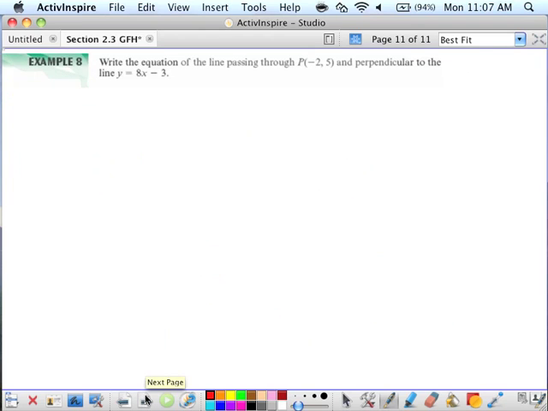Our final problem. Write the equation of the line passing through (-2, 5) that is perpendicular to y equals 8x minus 3. So a very similar problem. I just changed the word parallel to perpendicular.